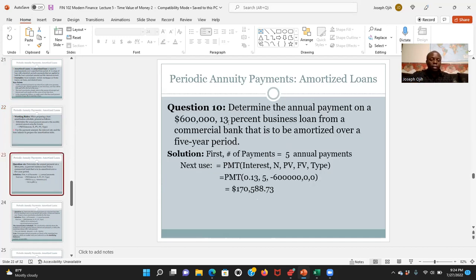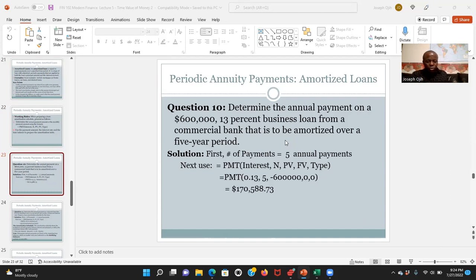Let's look at the first one. This is to show you how to find the principal payment. Now, in a minute, I'll begin. It says, determine the annual payment on a $600,000, 13% business loan from a commercial bank that is to be amortized over a 5-year period. So, how much would you pay each year?